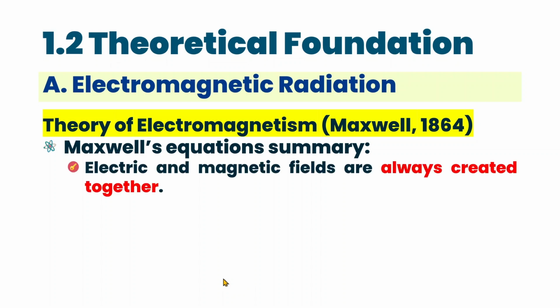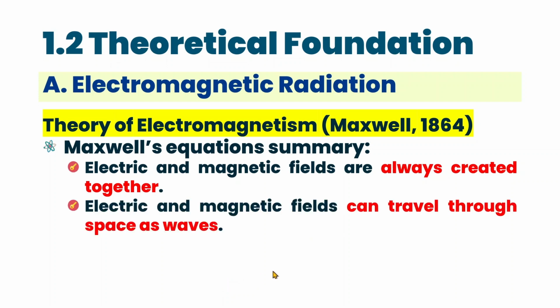The first one is electric and magnetic fields are always created together. Whenever electricity is created, magnetism is also created. Whenever magnetic fields are created, electric fields are also created. Electric and magnetic fields can travel through space as waves.